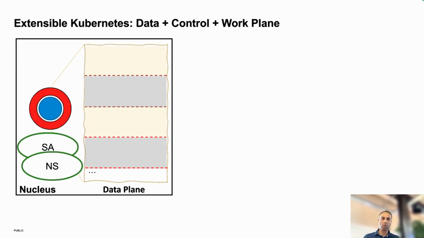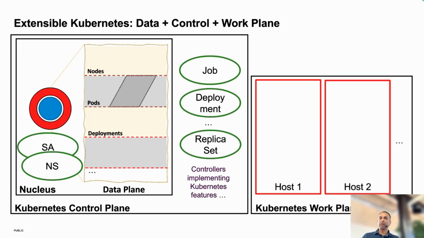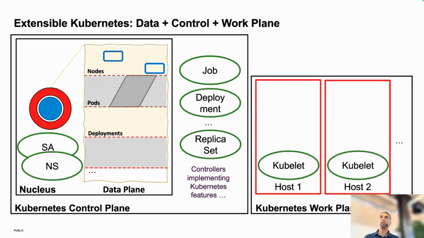You will hear something more about the nucleus, or the connection to the next project, KCP, in the next talk. And this is not Kubernetes fully. So what you need on top for the Kubernetes control plane, as you know it, are all these controllers that you know, the job, deployment, and replica set, and things like that. Now that's the Kubernetes control plane. The work actually happens in the Kubernetes work plane. That's where the hosts, the real nodes, are situated. And in order to control them, Kubernetes comes with the kubelet.